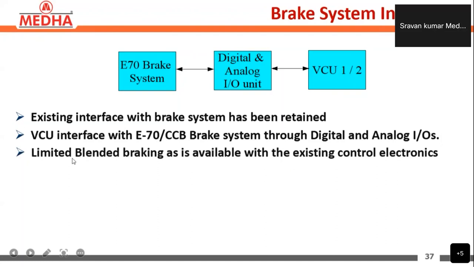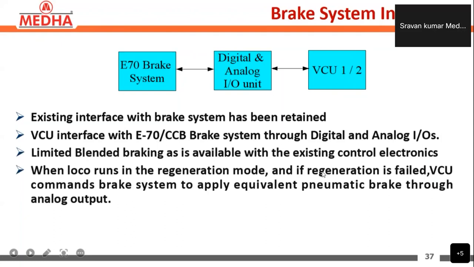So limited blended braking is available with the existing control electronics. So when the loco runs in the regeneration mode and if regeneration fails, the VCU commands the brake system to apply equivalent pneumatic brakes through the analog output card. So this is the feature given in the VCU.